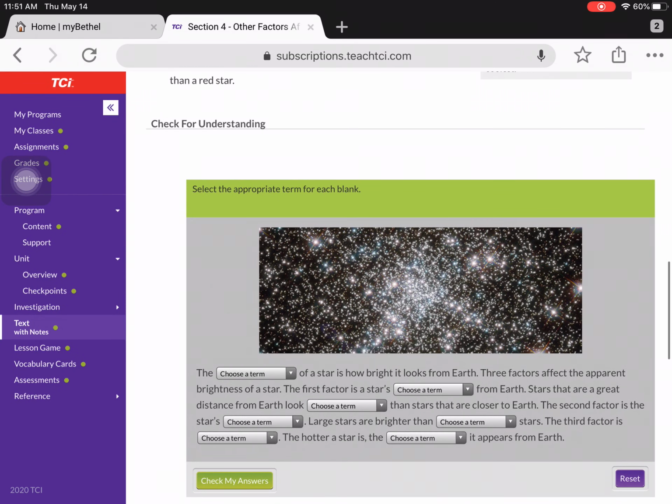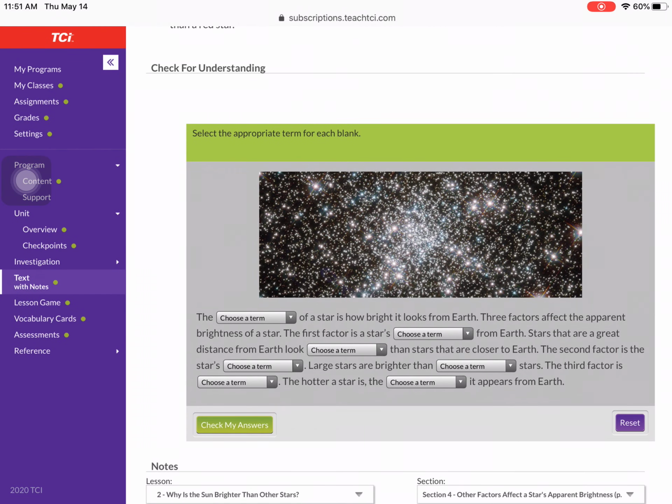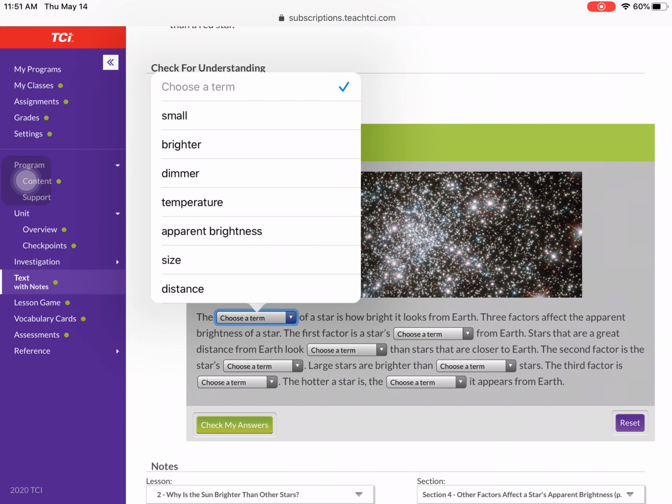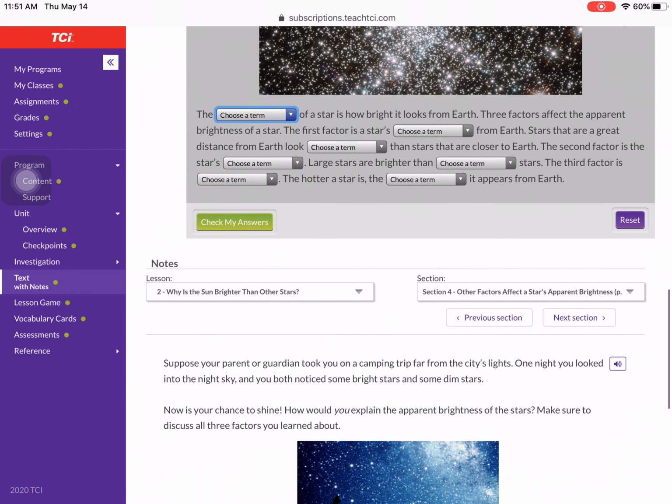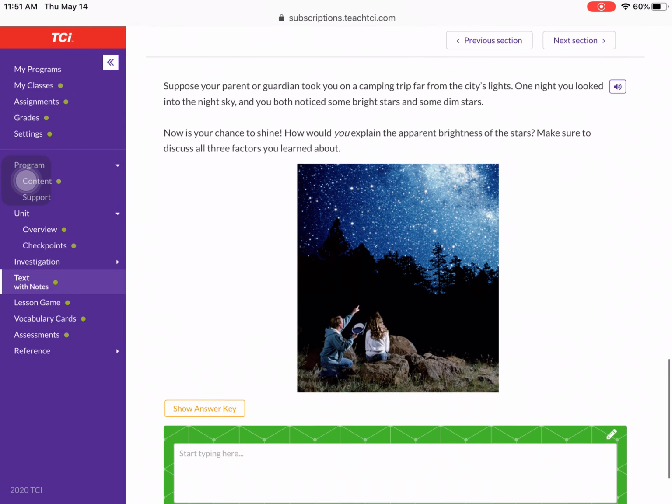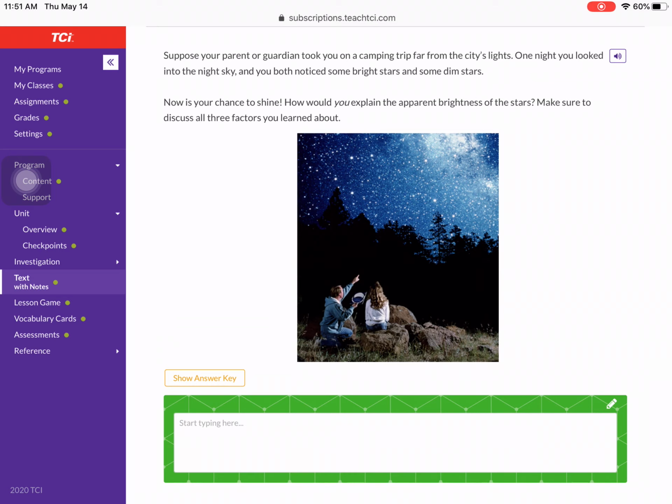Here's another check your understanding. This is a vocab one, so you're going to read the paragraph and enter in the correct vocabulary words, and then you're going to check your answers. So here's another activity for you. Suppose your parent or guardian took you on a camping trip far away from the city's lights.